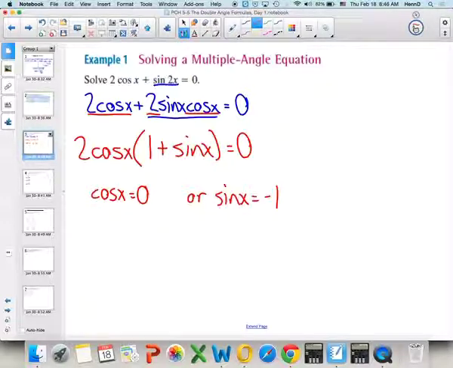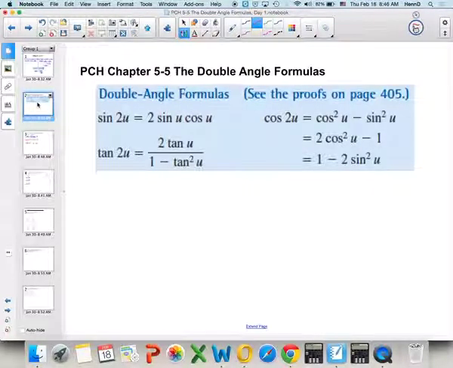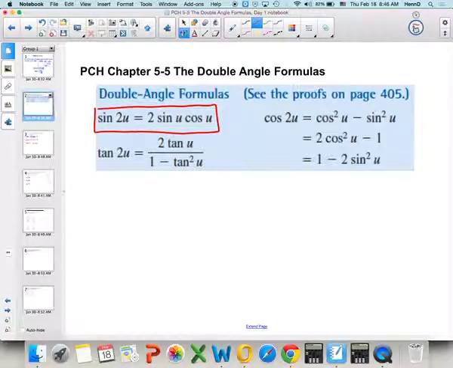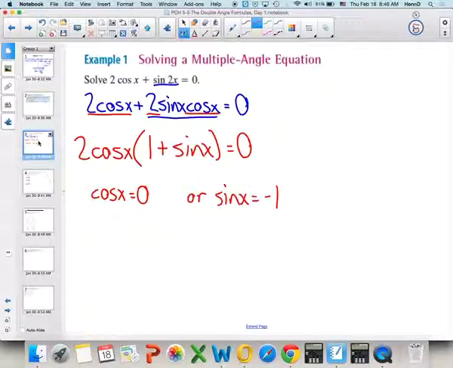Liam? I don't understand how we got 2 sine x the first step. This right here? That comes straight from this formula. Oh, okay. We had sine of 2x, so we can change it. Now we have a GCF of 2 cosine, so we pull that out, and then we can separate the factors.